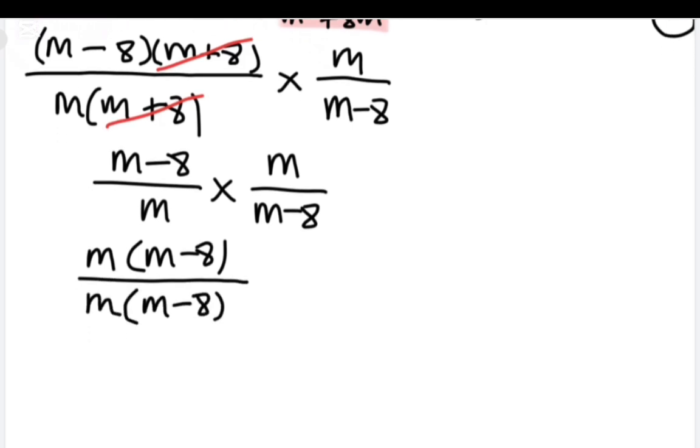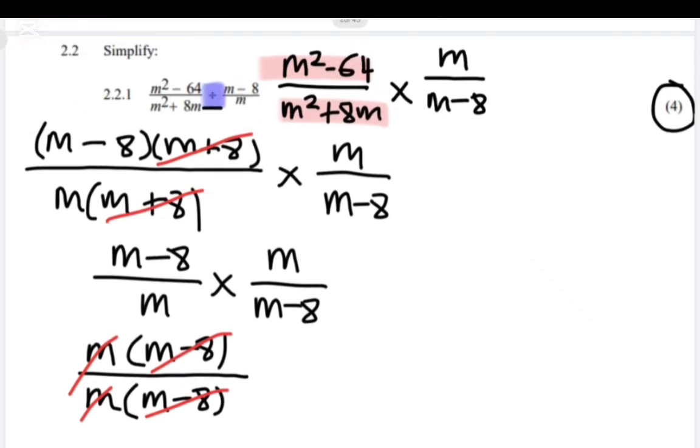So if you pay attention here, you can see all these things that are here cancel out. This cancels with this, and this cancels with this. And our answer here is going to be what? It's going to be 1. So this is how we solve this 4 marks question.